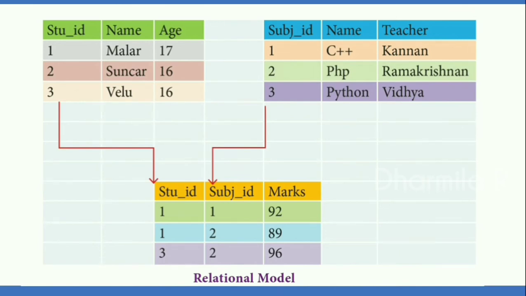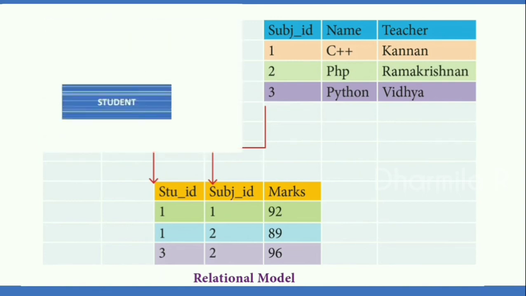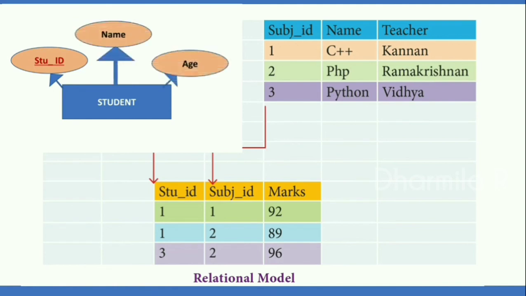Now let us convert this relational model database into ER diagram. So let's convert this into ER diagram. First table, that is student ID, name, age. 3 attributes are there. Student ID is set as primary key. So let's convert this table into ER diagram. So entity name I'm just giving as student. First attribute is student ID. Since it is key attribute, you should underline the name of that attribute. And the next one is name and then age. So totally 3 attributes are there.